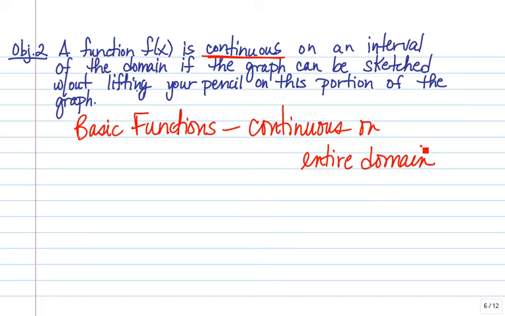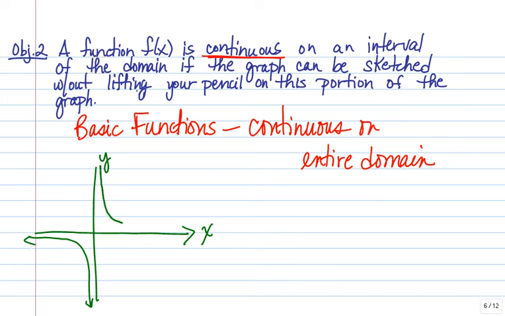So what would not be a continuous graph? If I have a graph, which we're going to talk about in a later section, that looks like this. This is an example of what we'll see later on as a rational function. I could not draw that without picking up my pencil, right?